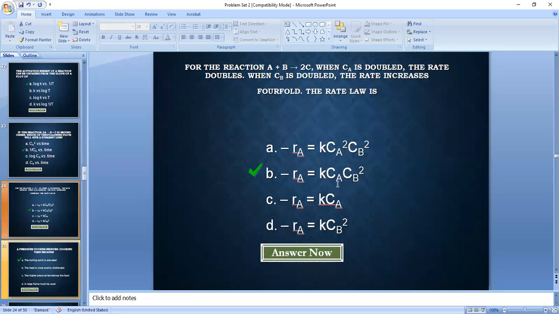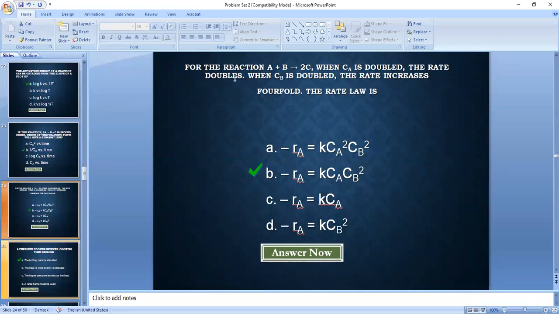If this doubles, the rate doubles, so you don't touch this one. If B is doubled, the rate increases fourfold, so this is the one that I mentioned a while ago, the 2 raised to n, with n being the order of the reaction. So if there's a doubling in the concentration, there will be a fourfold increase in the rate. So then the rate law is like this.